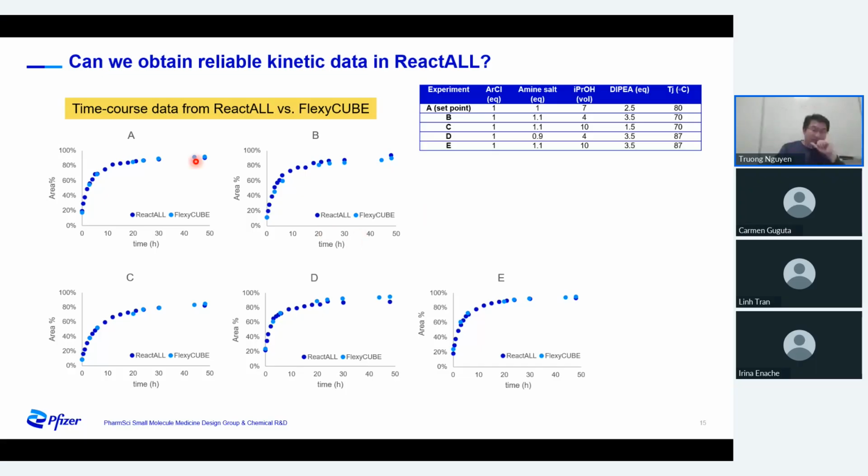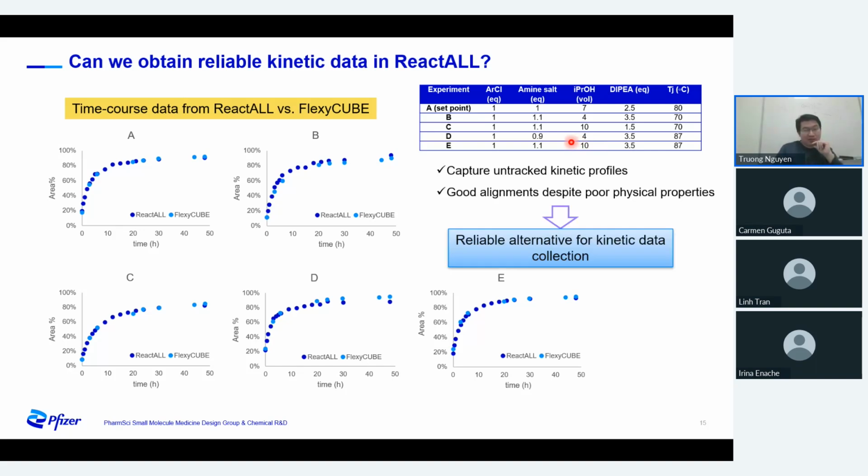So overall, you can see that we actually have good capture. Across 5 experiments, we also have quite good alignment between the data from the reactor and the previous data, even in a very concentrated reaction. So we're happy about that, and we think the reactor can generate reliable data even for this reaction. So with that, we move forward to the kinetic model development.